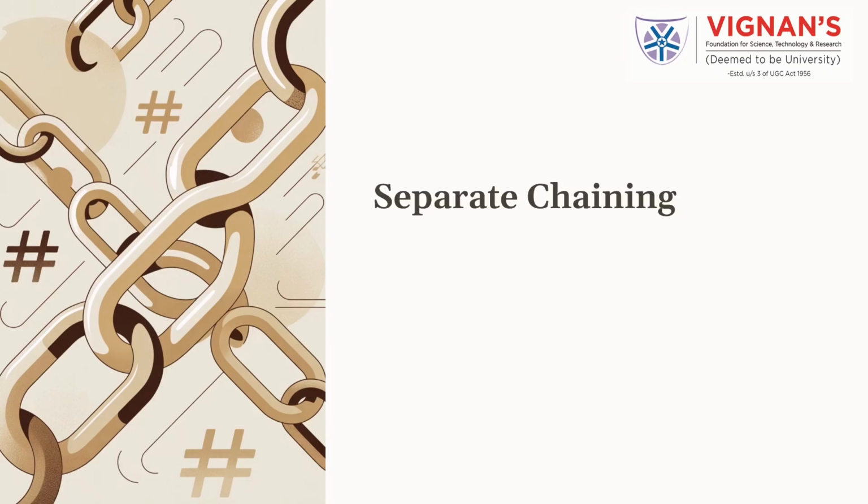Separate chaining, which is a collision resolution technique used in hash tables. Collisions are unavoidable in hashing, and separate chaining provides an effective way to store multiple elements at the same index. This approach helps maintain performance and avoids data loss when collisions occur.